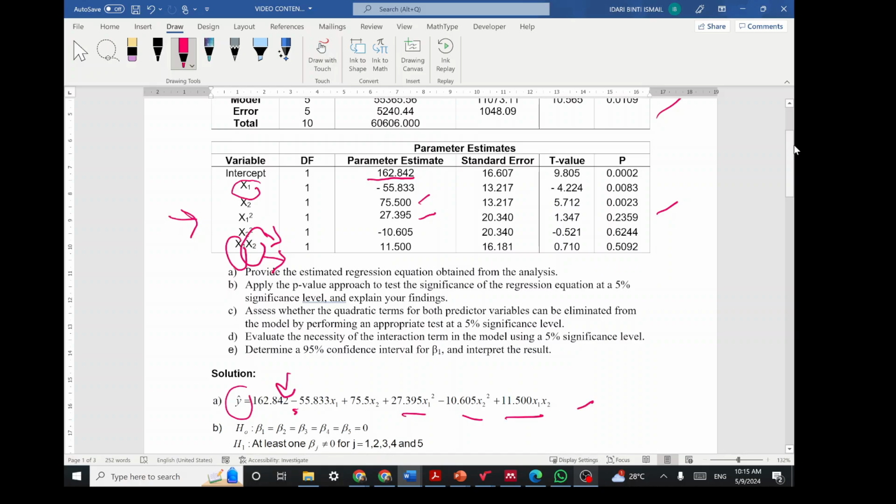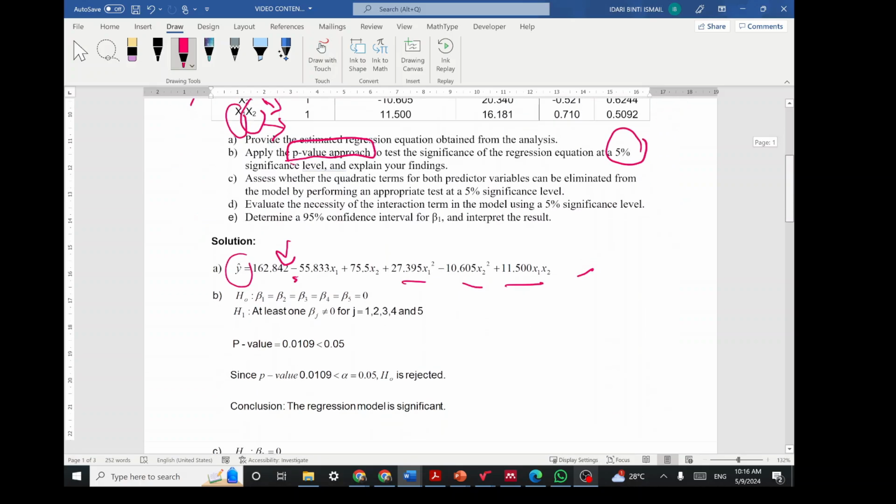So that's how you write down the estimated regression equation. Alright, the next question is to apply the p-value approach. Be careful with the question. The question asks you to use the p-value approach, not the critical value, not the traditional approach, to test the significance of the regression equation at 5%. This is our alpha, our significance level, and explain your findings. In other words, you have to interpret your results. Alright, so let's see how to answer this question.